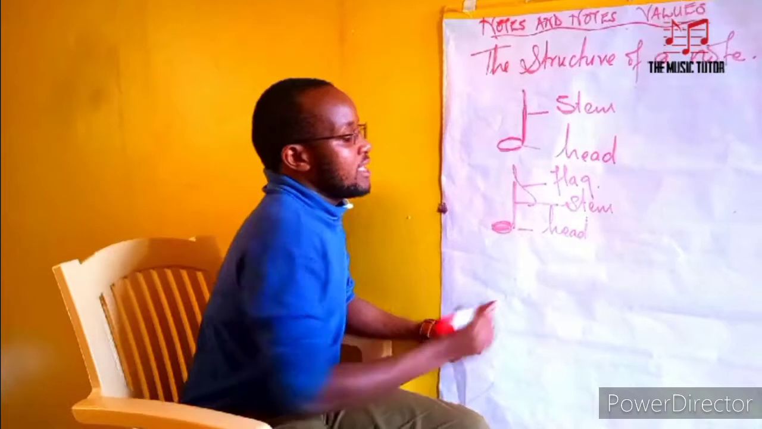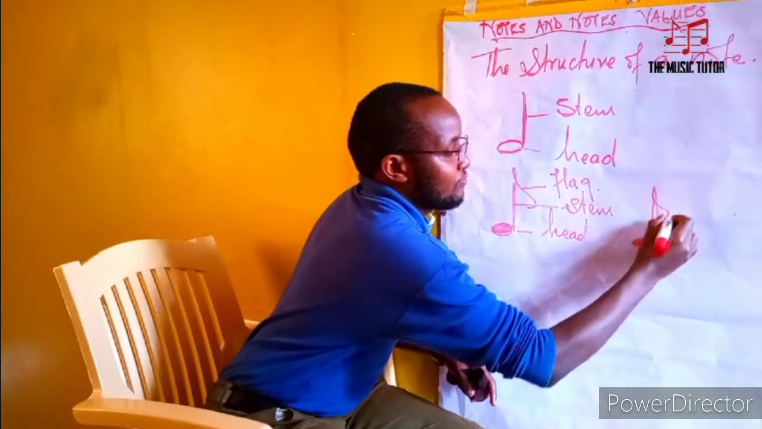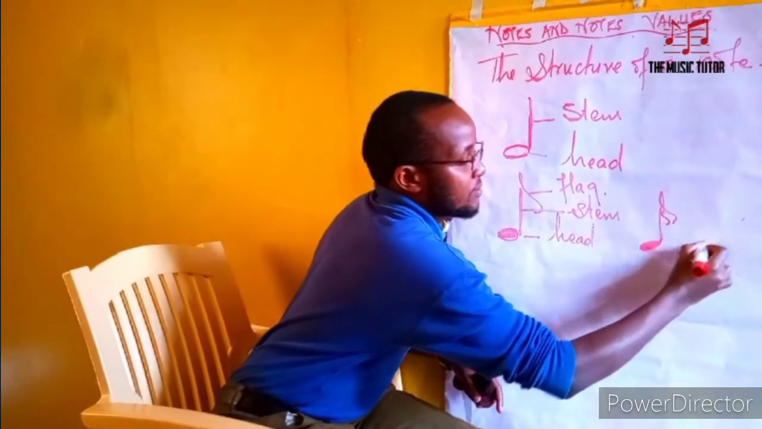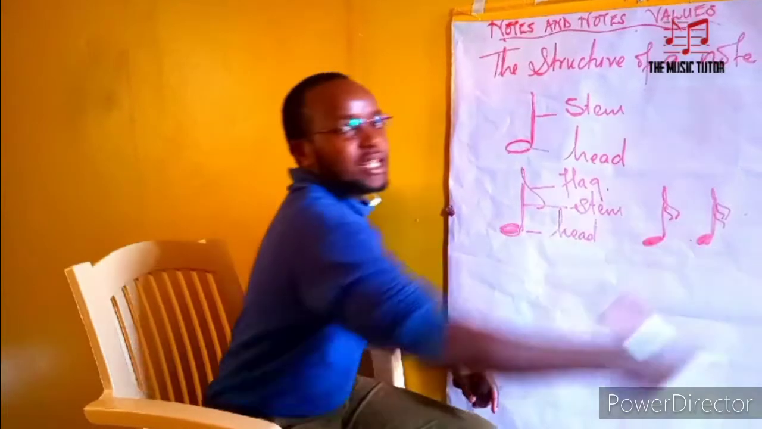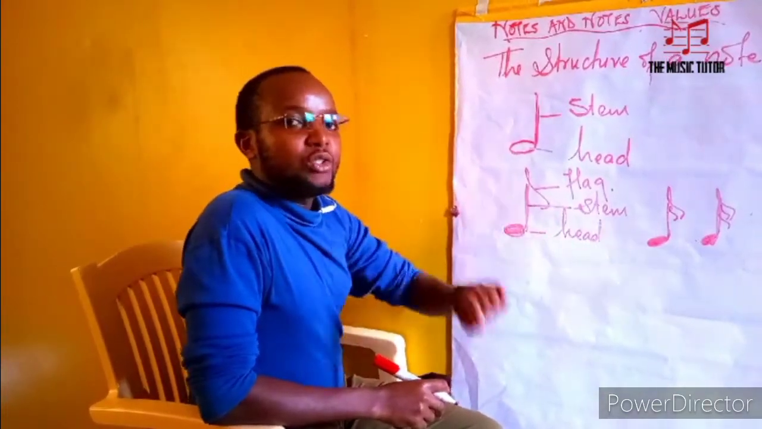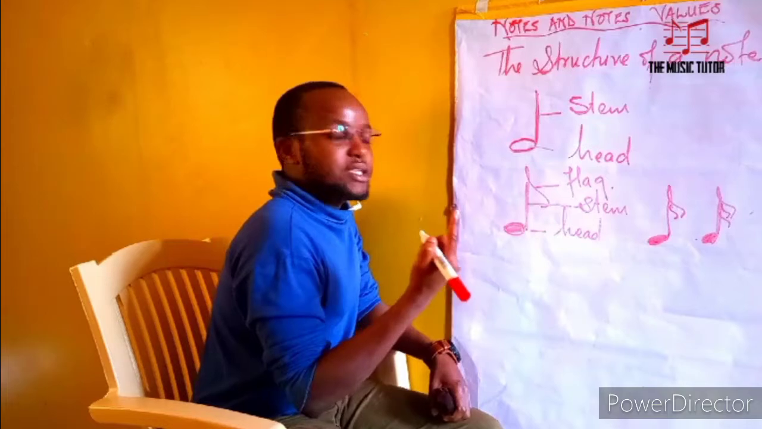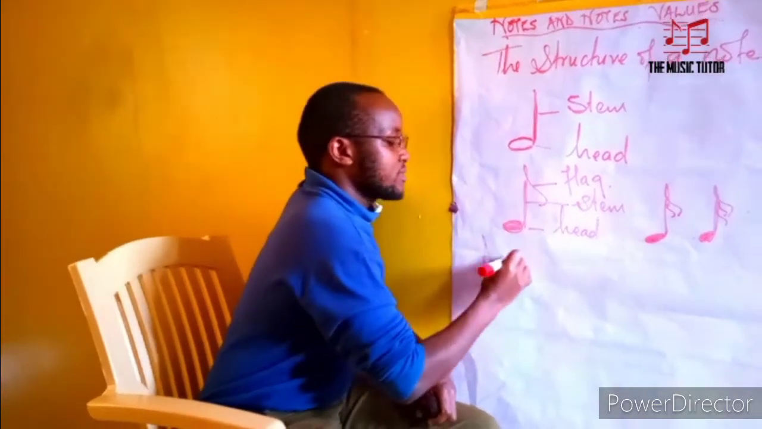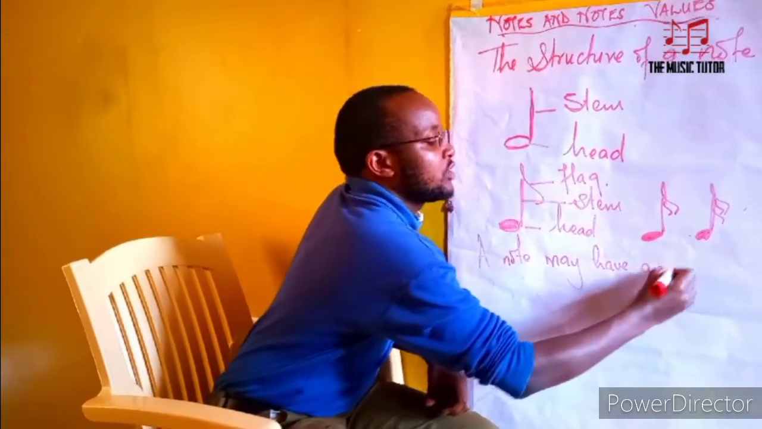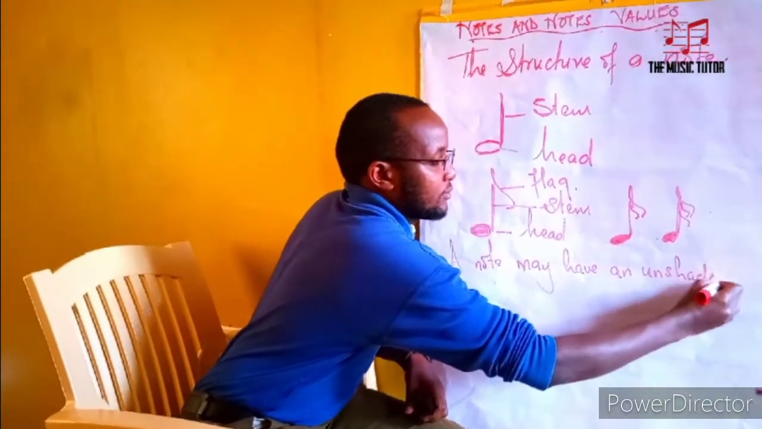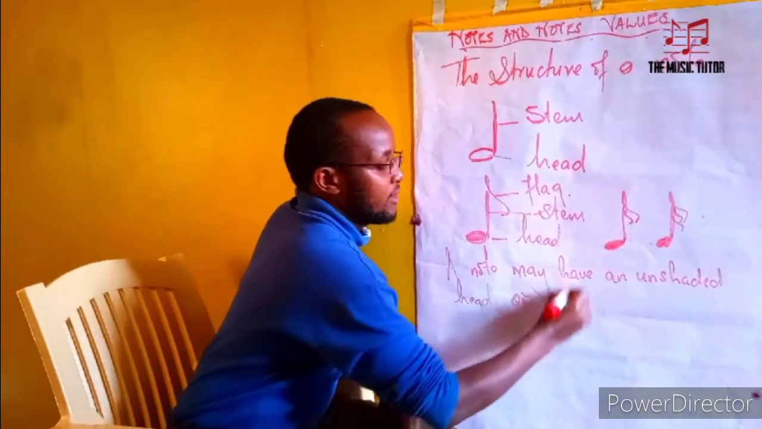Some notes have several flags like this. Two flags, three flags, and more others. The more the flags, the shorter the note. I want you to note this: a note may have an unshaded head or a shaded head.